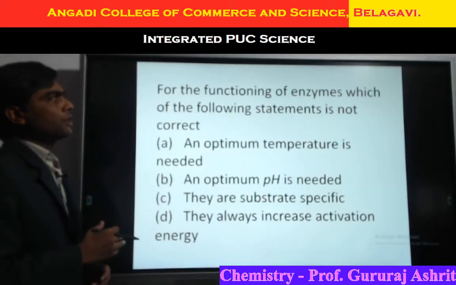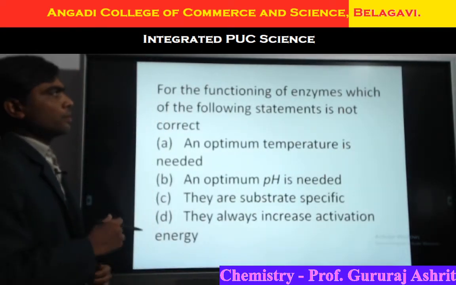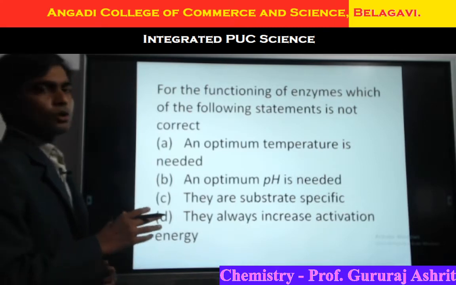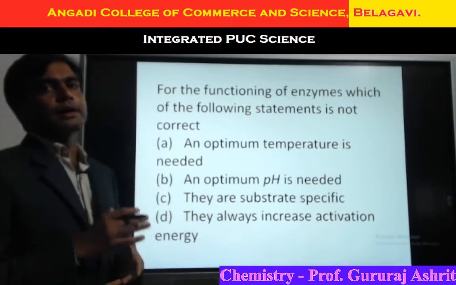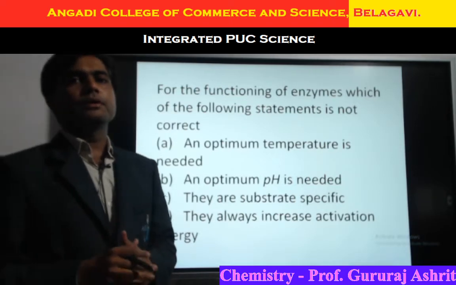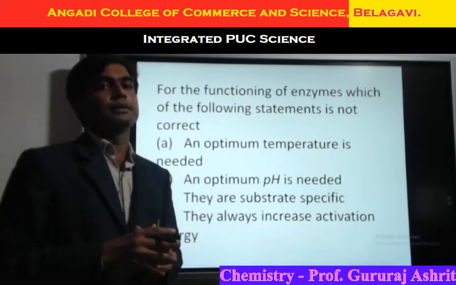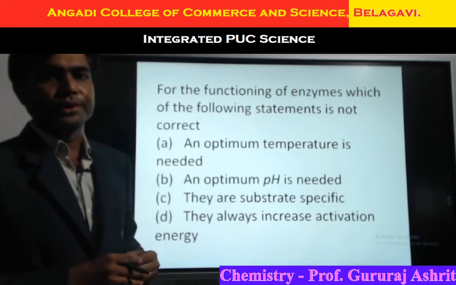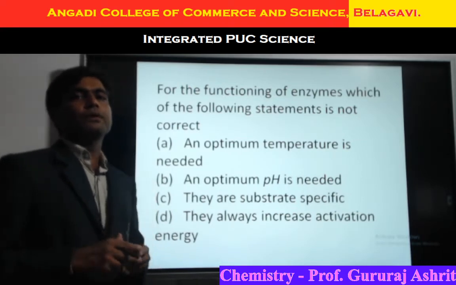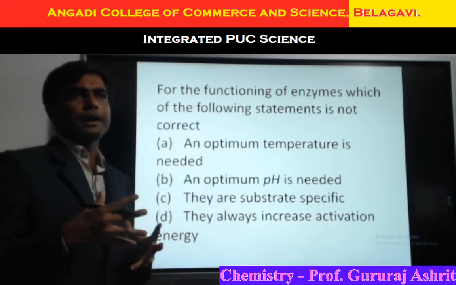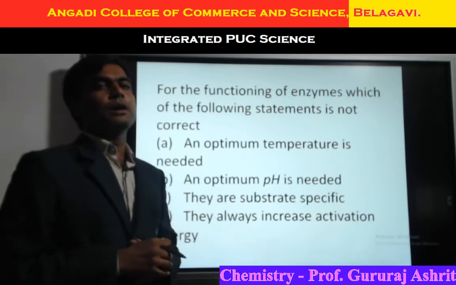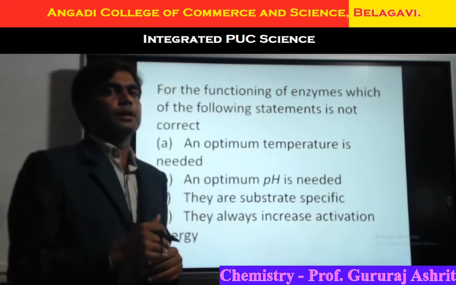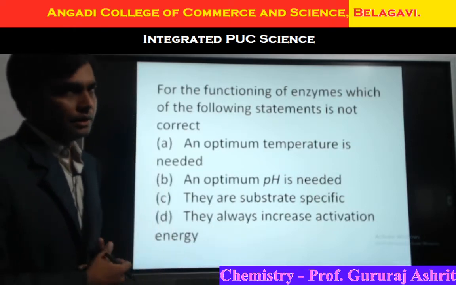For the functioning of enzymes, which of the following statements is wrong or false? Okay. So when we come towards a catalyst again, we have the word enzyme, which is a biomolecule produced in our body, the human body or animals. And what are enzymes? Enzymes are the biocatalysts present in the body which accelerate the reactions.